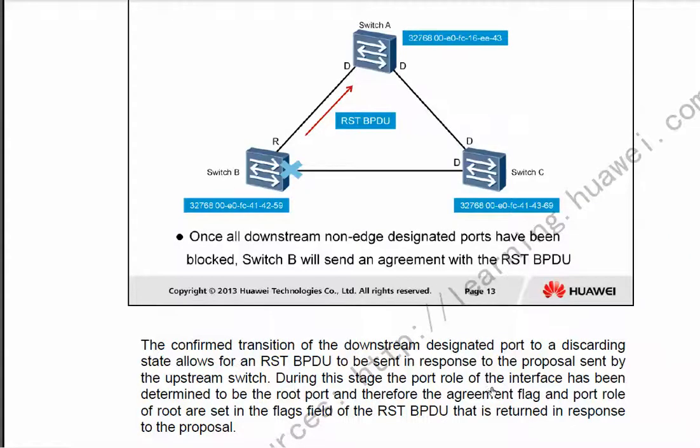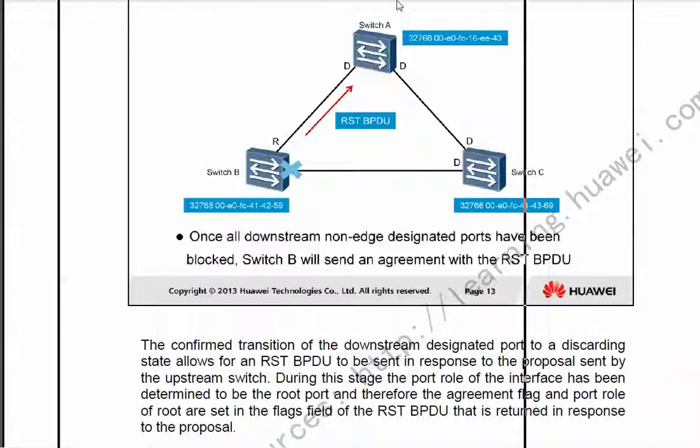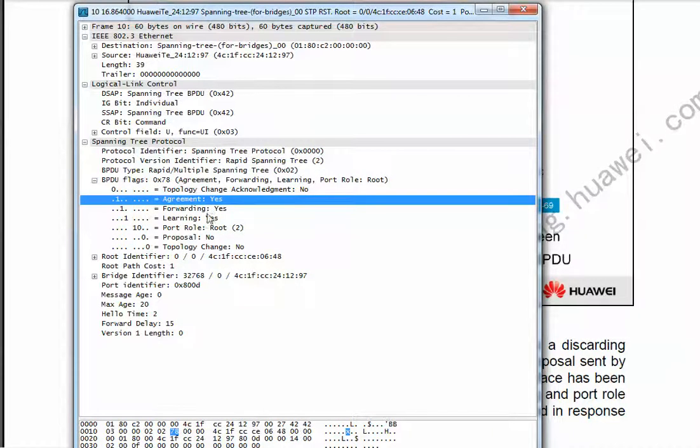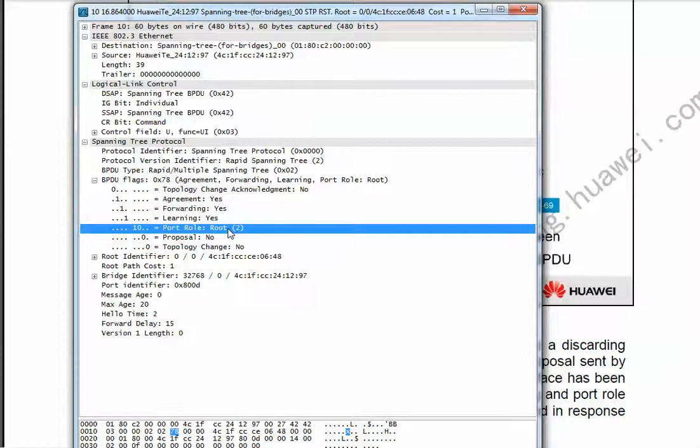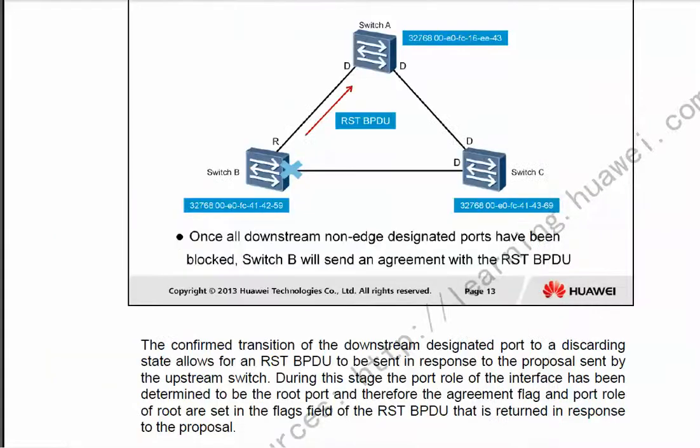From the packet you can see the root port, and the interface has been determined to be the root port. So the root role field and the agreement bit in the flags will be assigned. Again, it's the agreement and the root. This is a response to the proposal BPDU.